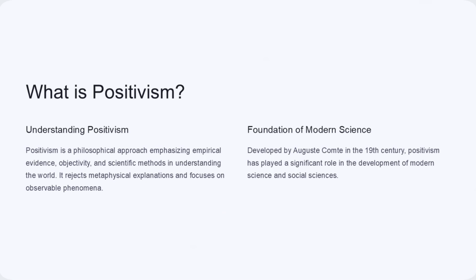Positivism is a philosophical approach that emphasizes empirical evidence, objectivity, and scientific methods in understanding the world. It rejects metaphysical explanations and focuses solely on observable phenomena. Positivism was developed by Auguste Comte in the 19th century and has played a significant role in the development of modern science and social sciences.